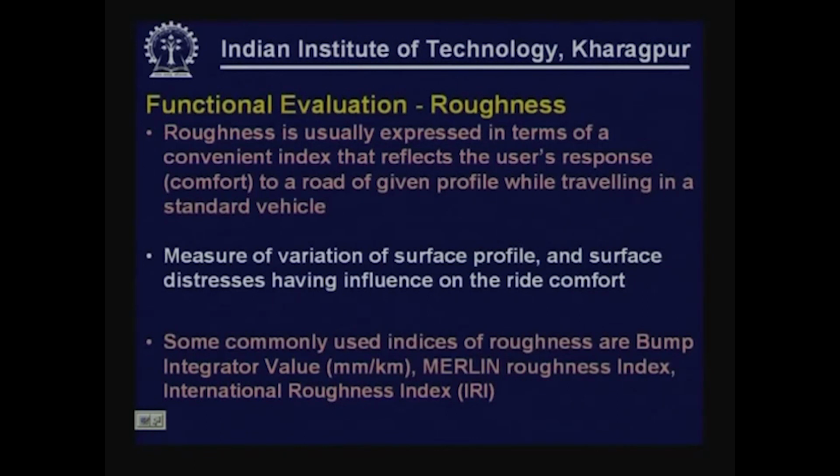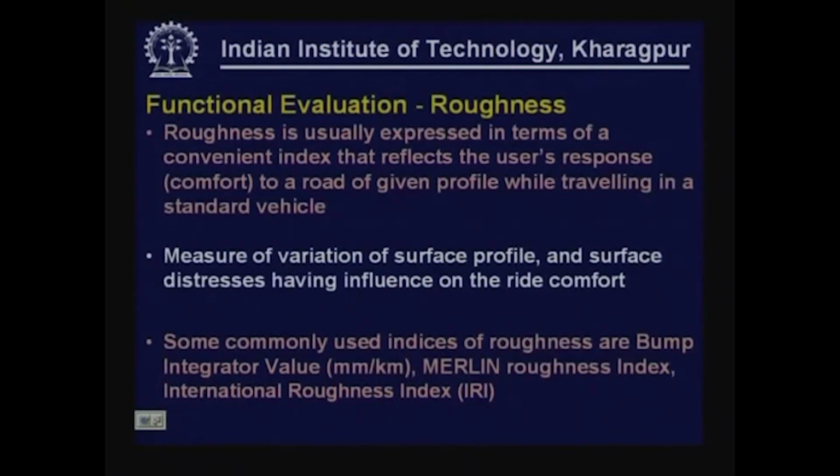So, this is a convenient index that reflects the user's response to a road of a given profile while traveling in a standard vehicle. That means how the user perceives the comfort level that is offered by a given road having certain profile characteristics and various other surface conditions, that is expressed in terms of roughness index. All the roughness indices that are used by various agencies are developed in such a way that they are sensitive to the road user and the user's perception to the surface conditions in terms of the comfort that the road user is getting.